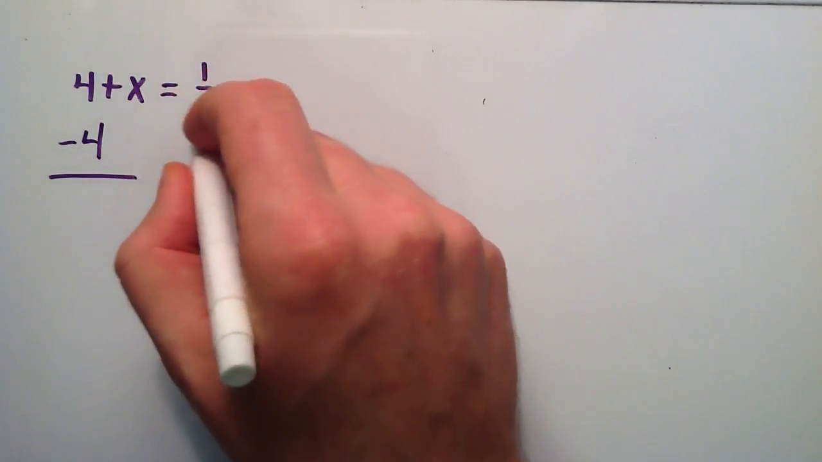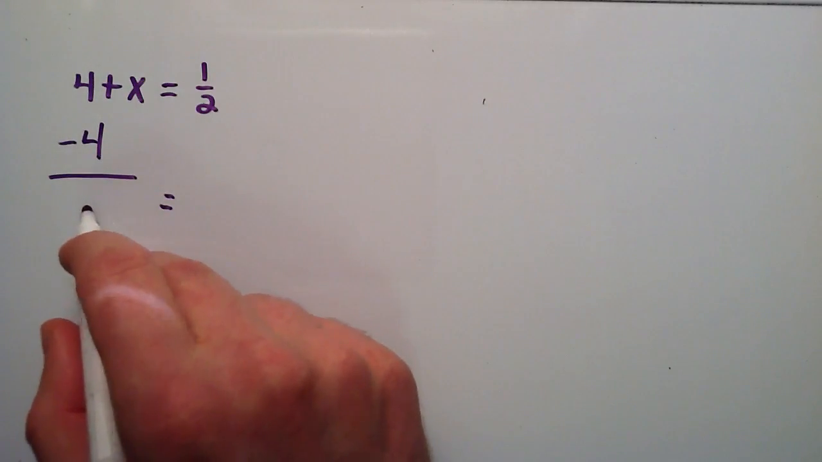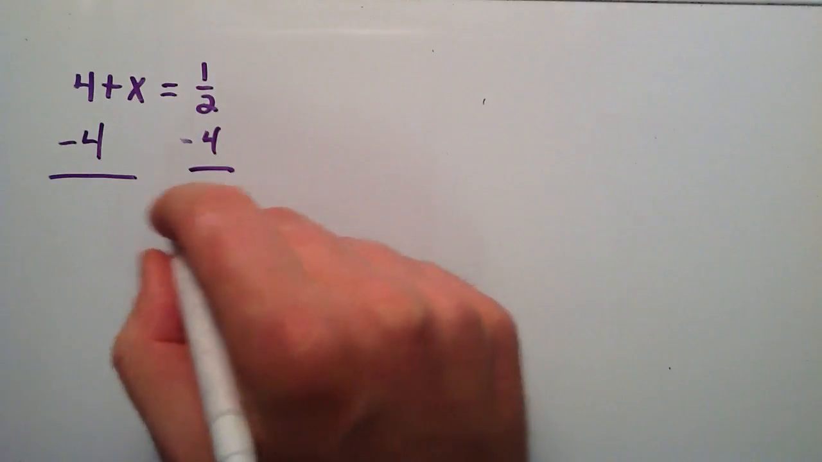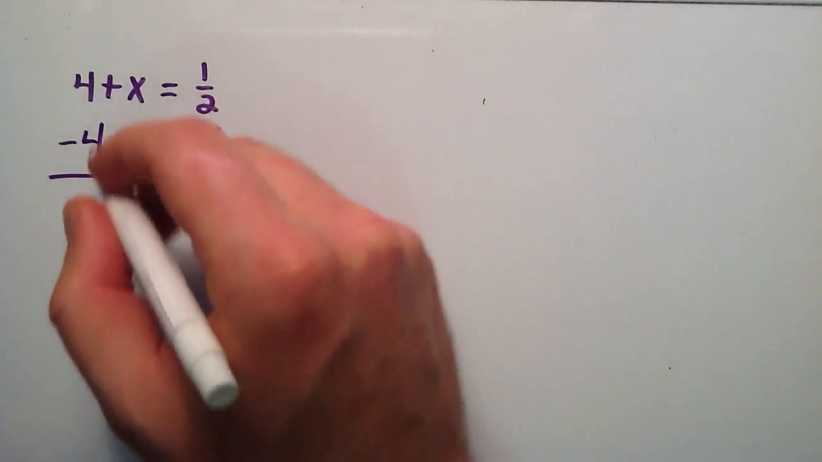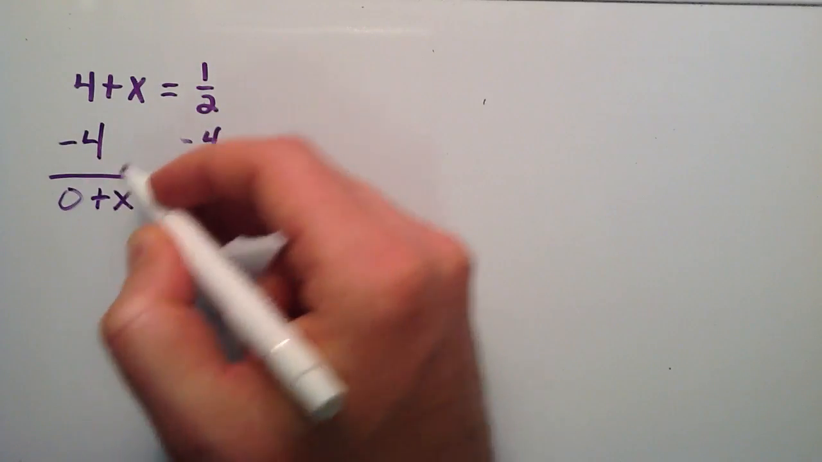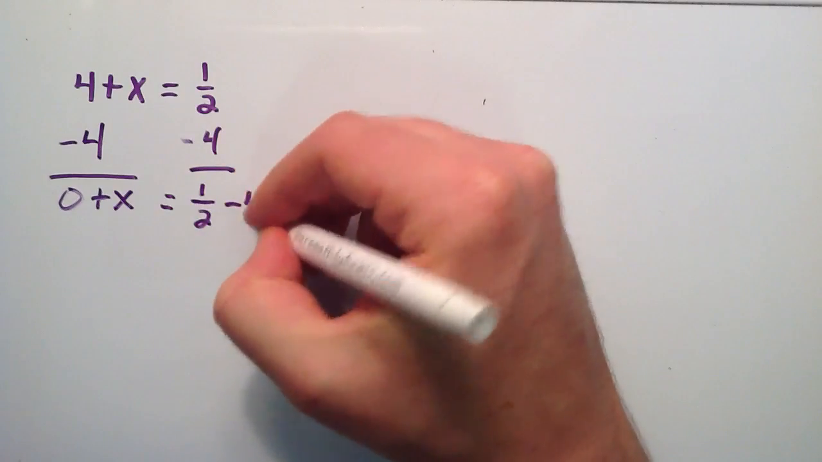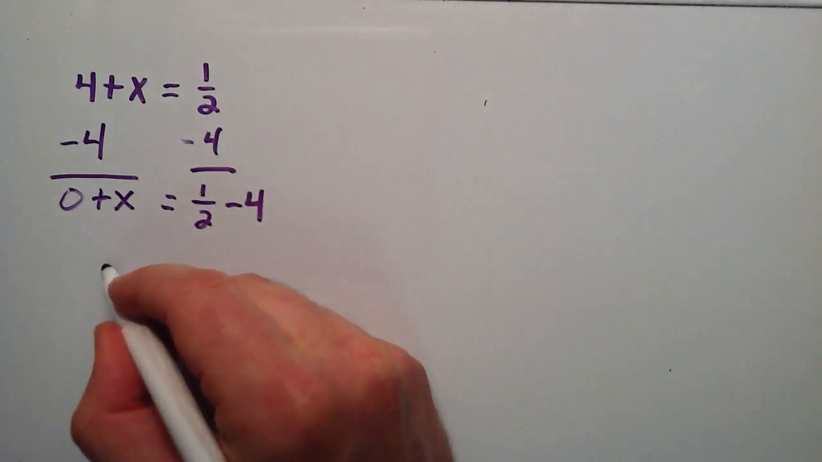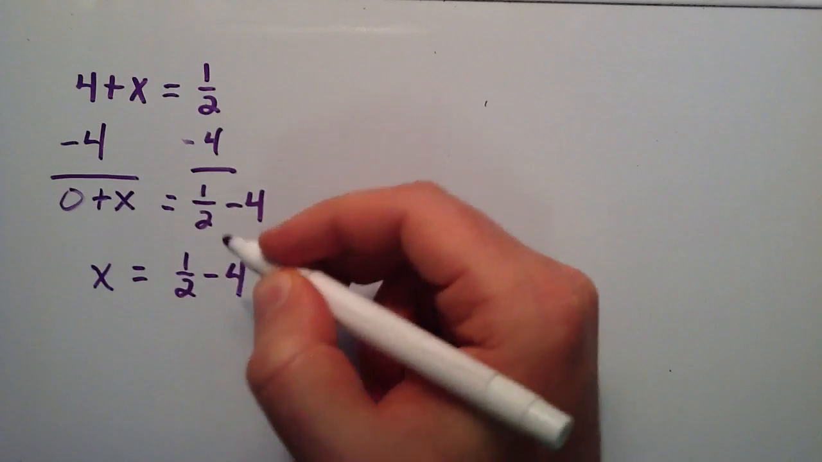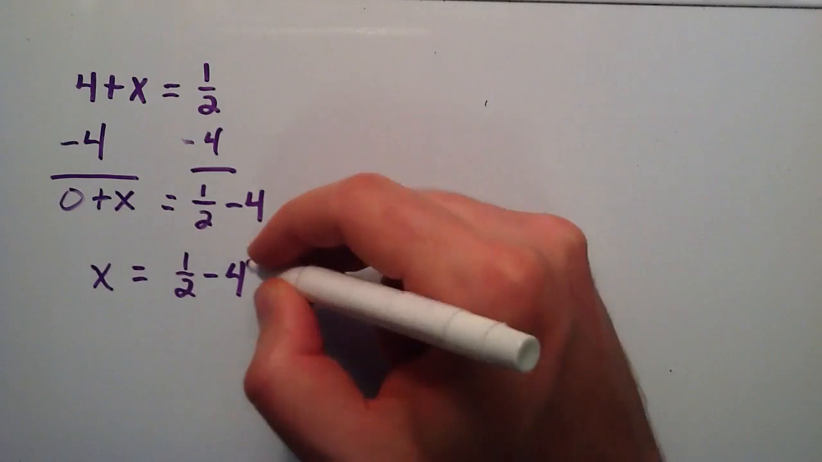And so this is basically saying that 1/2 minus 4 is equal to something. And so then if we take 1/2 minus 4 over here, then these two answers are going to be the same. So 4 minus 4 is equal to 0, and then we have plus x. Then we have 1/2 minus 4. So 0 plus x is simply equal to x. So x equals 1/2 minus 4. So this is a right answer, this is correct, but let's go ahead and simplify this.